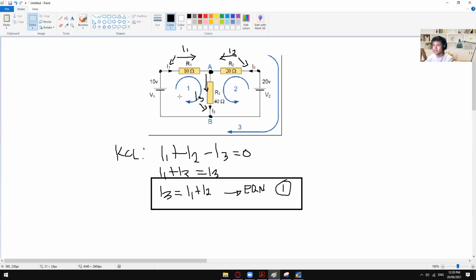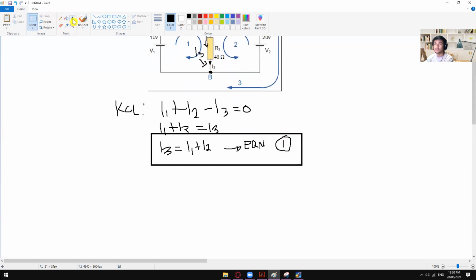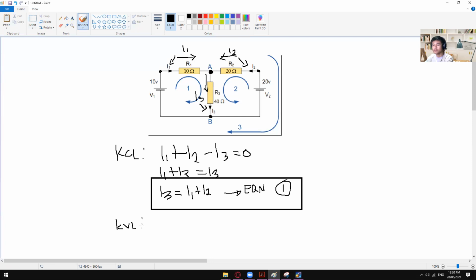After KCL, we can now apply KVL. Remember that in KVL, as it passes through a certain load or resistor, you'll get a voltage drop. Knowing that it will give you a voltage drop, those resistors should have a label of negative sign. So how do we do that?